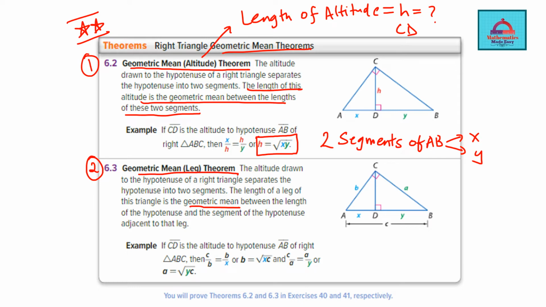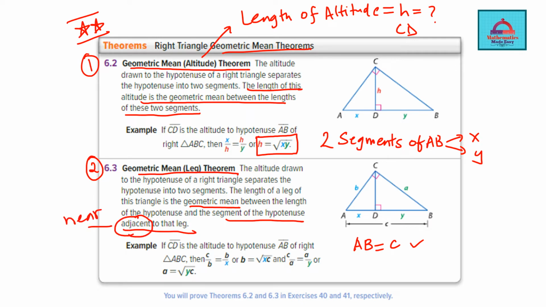The altitude drawn to the hypotenuse of a right triangle separates the hypotenuse into two segments. We've already discussed that. So if your hypotenuse is length C, I'm writing here AB is equal to C, and as you can see, C is equal to X plus Y. The length of a leg of this triangle is the geometric mean between the length of the hypotenuse, C, and the segment of the hypotenuse adjacent to that leg. Adjacent means near to that leg.